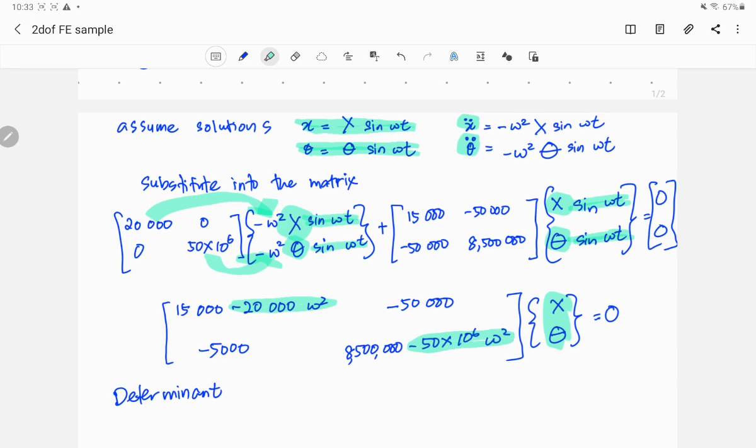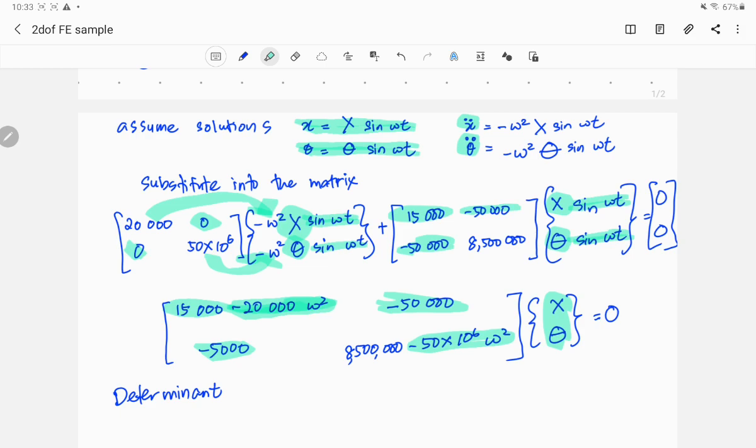In matrix form, since X and theta are a common vector, you can just add them up. That's why you have negative 20 omega square plus 15,000 here. You just add element by element. This one is 0, so you just have negative 50 here. You get it from this expression.